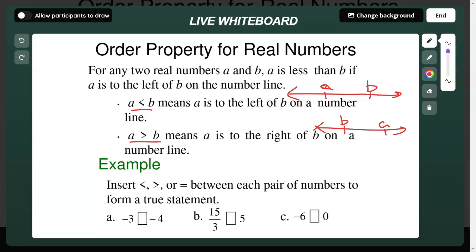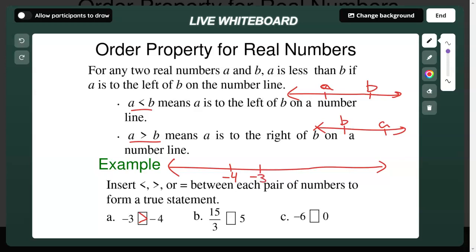Okay, so I'm going to draw a number line. We're going to fill these numbers in as we go and compare them. We're going to insert our less than, greater than, or equal to symbol on each inequality to compare them. Negative 3 compared to negative 4. Is it greater than, less than, or equal to? Greater than, because it's to the, which direction? Right. To the right. So if I have negative 4, negative 3 is to the right.